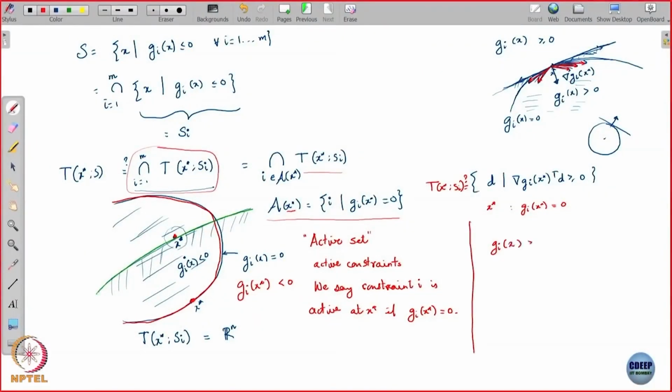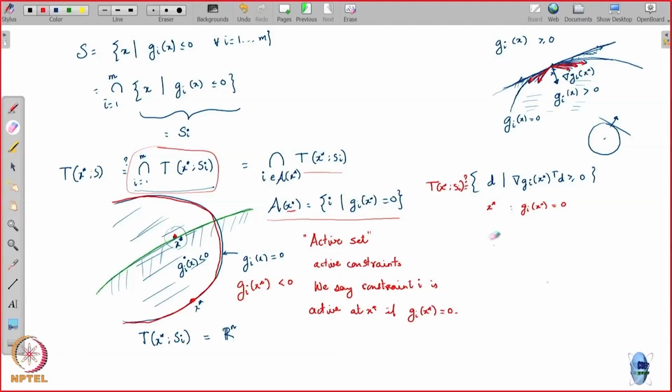If I look at this constraint, gi of x greater than or equal to 0, this constraint is actually the same as the constraint gi of x, the whole squared, greater than or equal to 0. Or more specifically, it is probably easier to see this in the case of an equality constraint. So maybe let us do this for an equality constraint, and I will be able to convince you more easily.